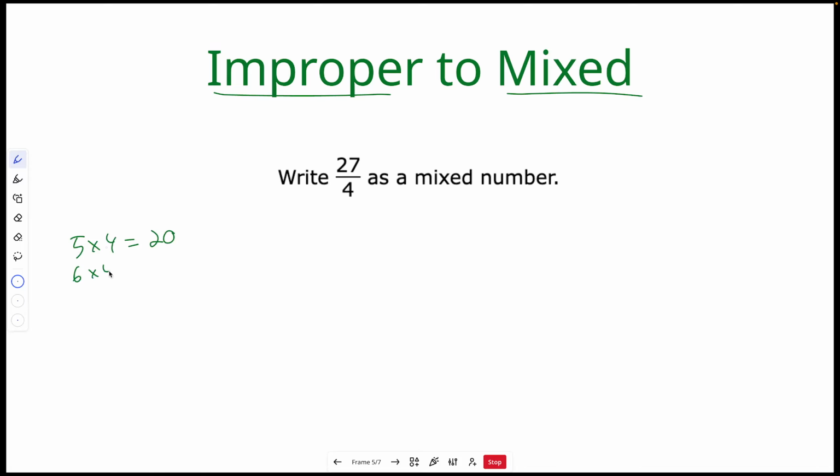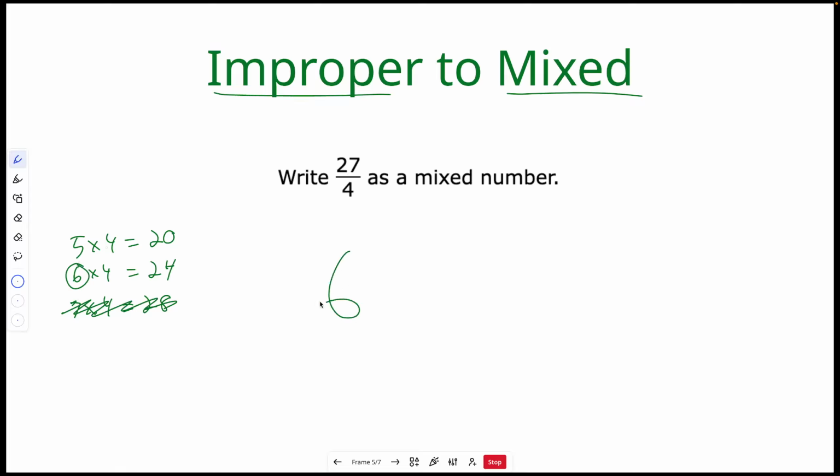What about 6 times 4 is 24? That's pretty close. What about 7 times 4 is 28? Now remember, we don't want to go over. So 7 times 4 is too big. We can't use it. So now we use the next closest one, which is 6 times 4. This 6 right here is the first part of your answer, 6.